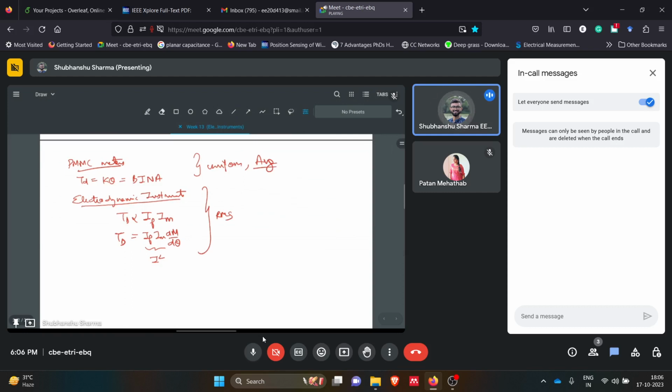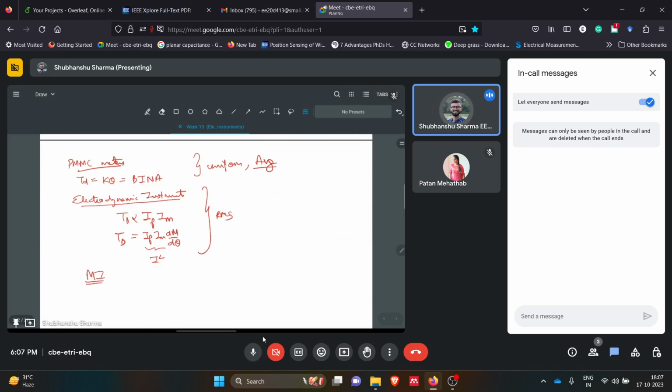Then we talk about moving iron instruments and how we can move an iron bar with the help of a magnetic field, where wires are coiled on a core and the current flows through that. There is an iron core or iron material which deflects based on the magnetic field produced by the current flowing in that coil. That is for MI meters, moving iron meters.